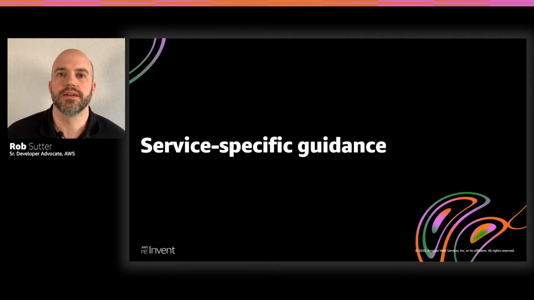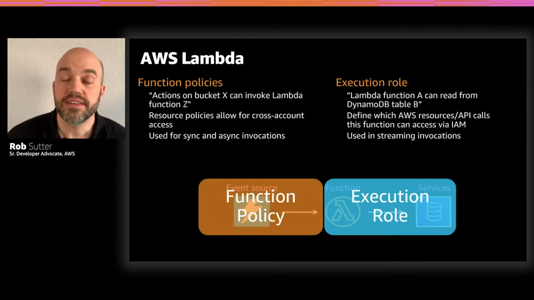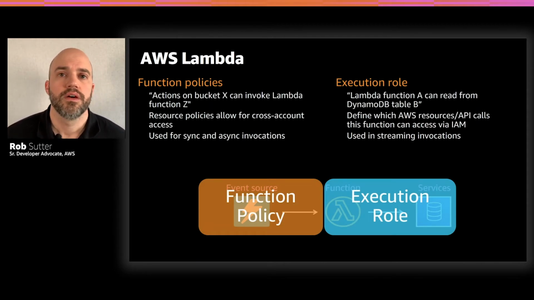So when we take that general guidance, how do we apply it to specific services? In almost all cases, the answer is AWS IAM. But there are some differences or nuance with each service. For AWS Lambda, for example, there are two sides or two faces of permissions. First is the function policy. The function policy governs which services or principals can access or invoke your Lambda function. For example, actions on this S3 bucket can invoke the process object function in this account.